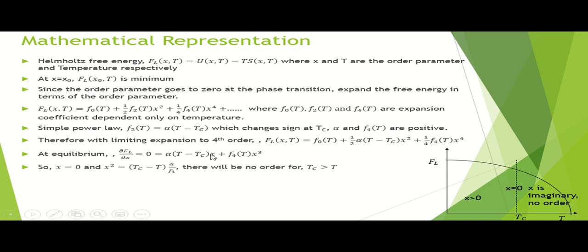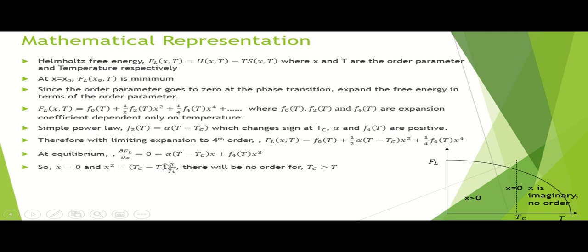So this equation gives you two solutions. One solution is x equal to 0, which satisfies the equation. Another solution is when x squared is equal to (Tc minus T) alpha upon F4. Simply take this term to the other side and divide by F4, you will get x cubed, and then you can cancel an x, so you will get x squared equal to this. And this will have no solution for Tc greater than 0. Actually it should be T greater than Tc, sorry, it should be T greater than Tc. So what do you mean by that?